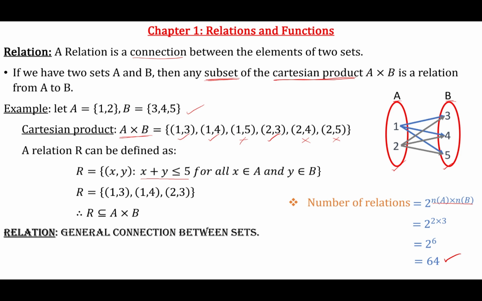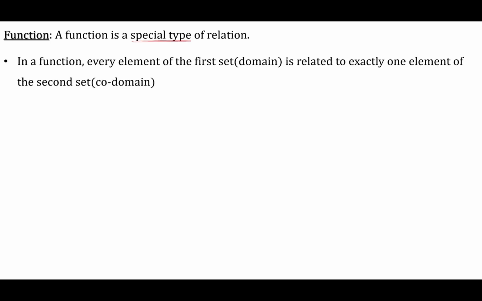Now, we'll talk about functions. A function is a special type of relation. Special type is nothing but a condition, a rule. In a function, every element of set A, which means the domain, is related to exactly one element of set B. Now try to understand. Let us have an example, then you will understand.